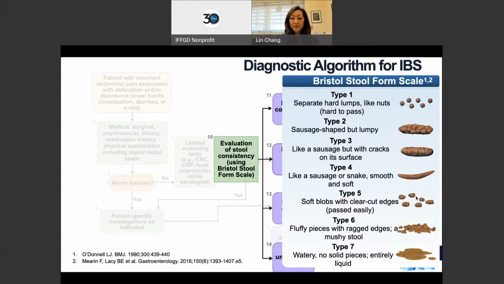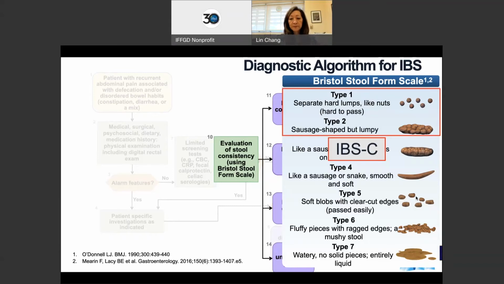Next slide. So for IBS with constipation, the patient will have at least 25% of their bowel movements as hard, lumpy stools. And this correlates with slower transit time through the colon. And they have less than 25% loose, watery stools, which is type 6 or 7.